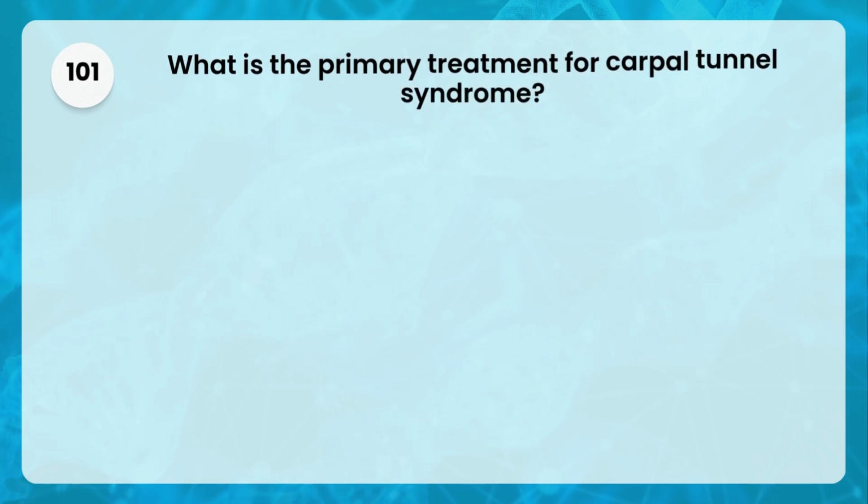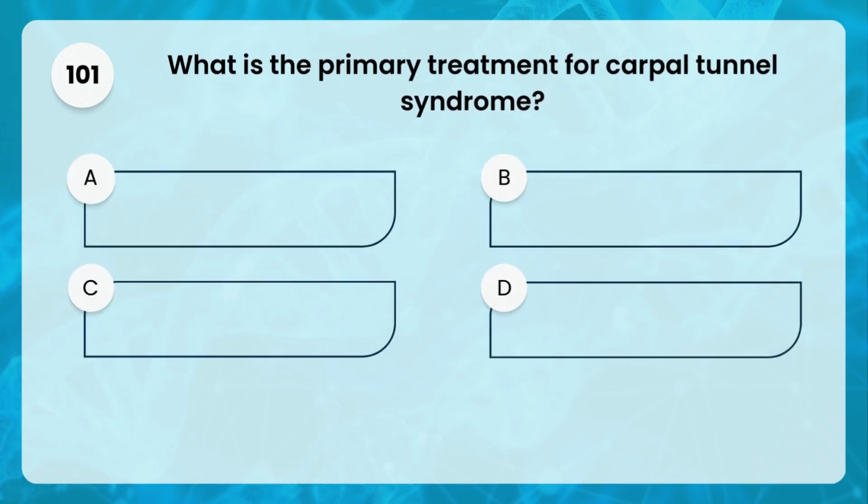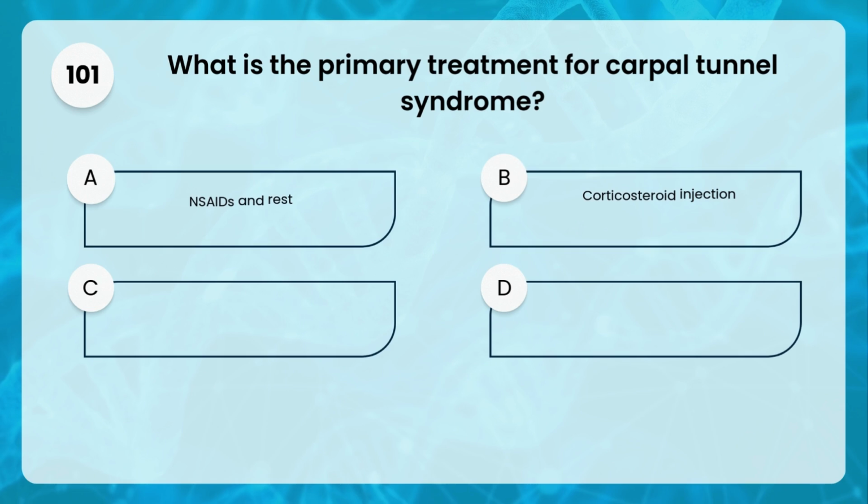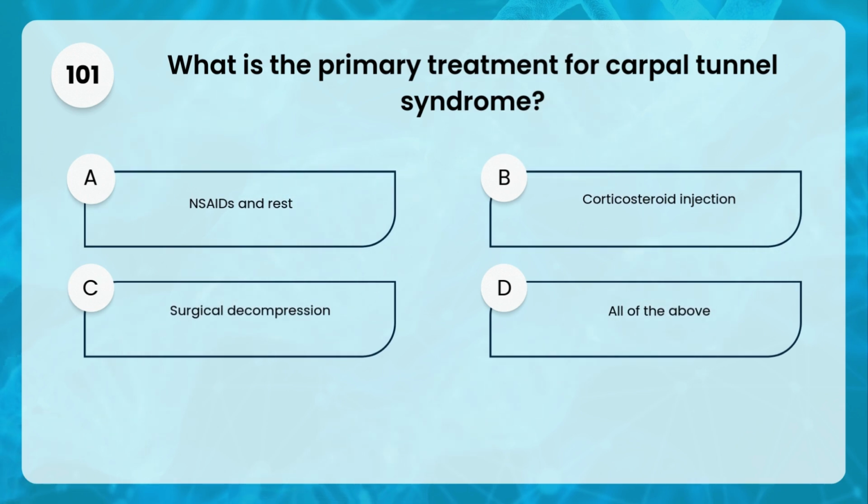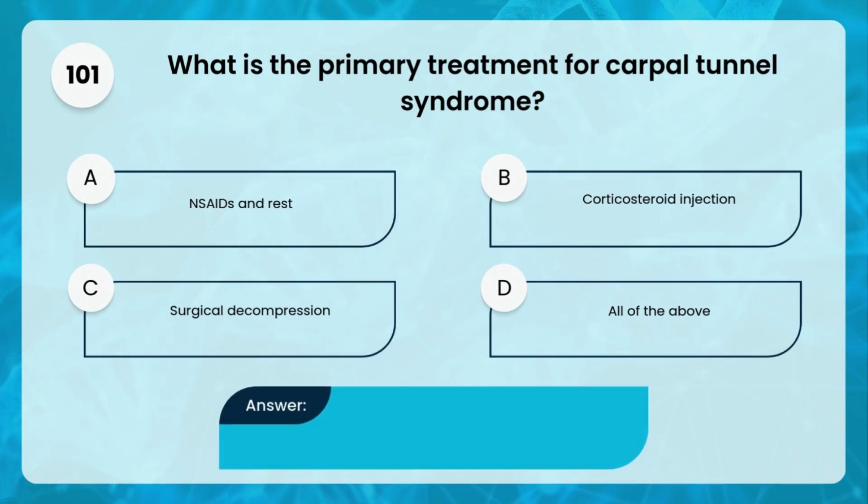101. What is the primary treatment for carpal tunnel syndrome? A. NSAID and rest. B. Corticosteroid injection. C. Surgical decompression. Or D. All of the above. The answer is D. All of the above.